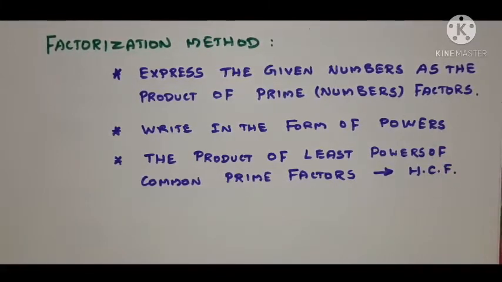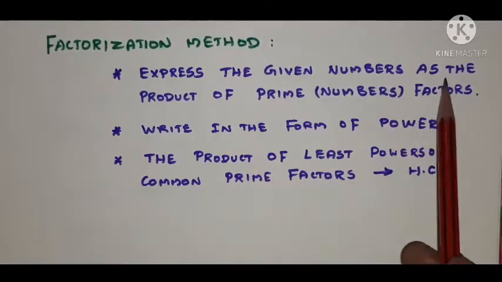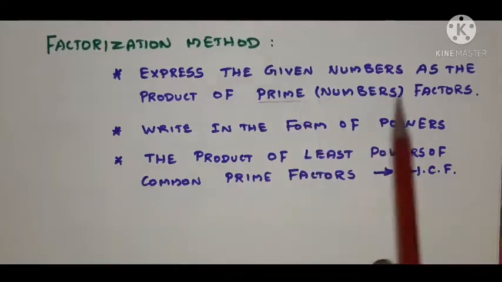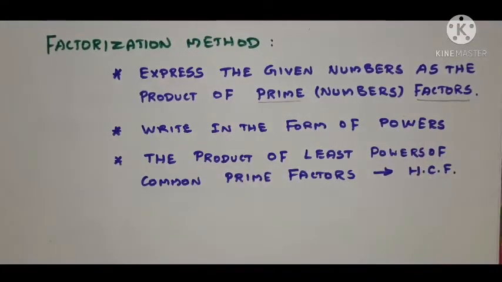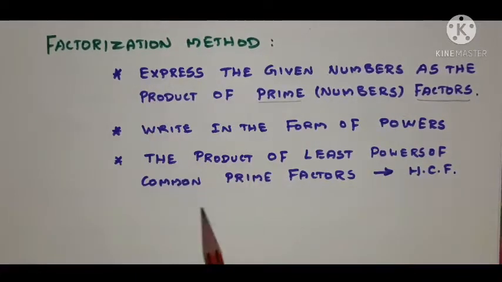So we have written a few steps that we should remember to find the highest common factor. The first one is to express the given numbers as the product of prime factors. We know about prime numbers and prime factors: a number that can be divided only by itself and one is called a prime number. So we should express the given numbers as the product of prime factors. This is the first step in the factorization method.